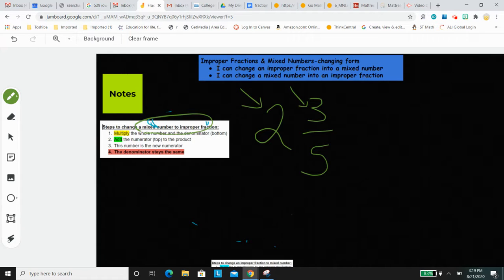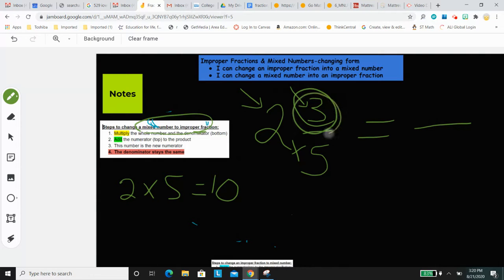So to change it into an improper fraction, or to find its equivalent as an improper fraction, I'm going to do this. Step 1 says to multiply the whole number and the denominator. So I'm going to take the 2 times 5 here. 2 times 5 is 10. That makes us right here, 2 times 5 equals 10. Now I'm not done. Step 2 is to add the numerator to the product. By product, I mean this 10. Whenever we multiply, we have a product. So now I'm going to add on the 3, which makes 13.